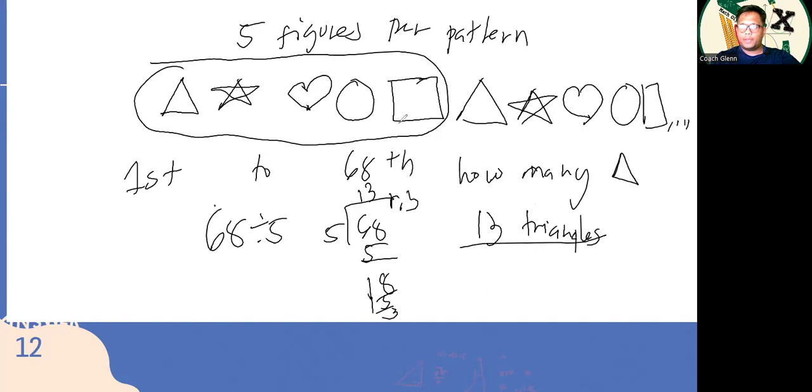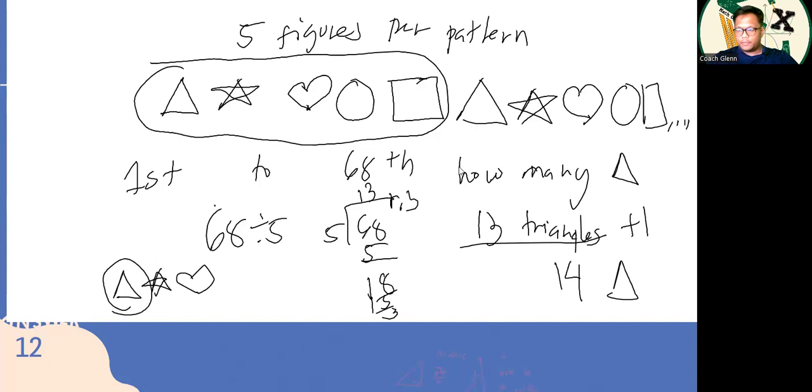But since we still have a remainder of 3, that means your final figures in the pattern should be like this. Okay. So as we can observe, there's one additional triangle. So we need to add that one because of the remainder 3. So 13 plus 1 is equal to 14 triangles. So for this problem, the final answer should be 14 triangles. Okay? Any questions for this one before we proceed?